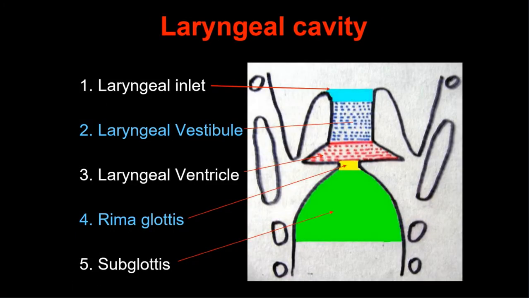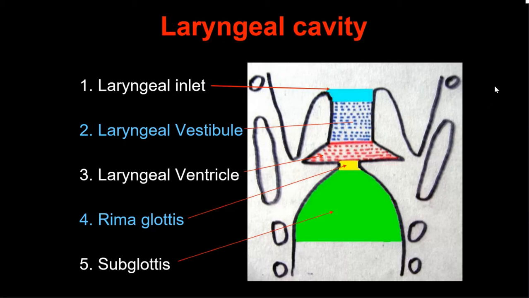So the laryngeal cavity is divided into three parts, that is supraglottis, glottis, and subglottis, by the level of the vocal cords. The true vocal cords divide the larynx into three parts: glottis, supraglottis, and subglottis.